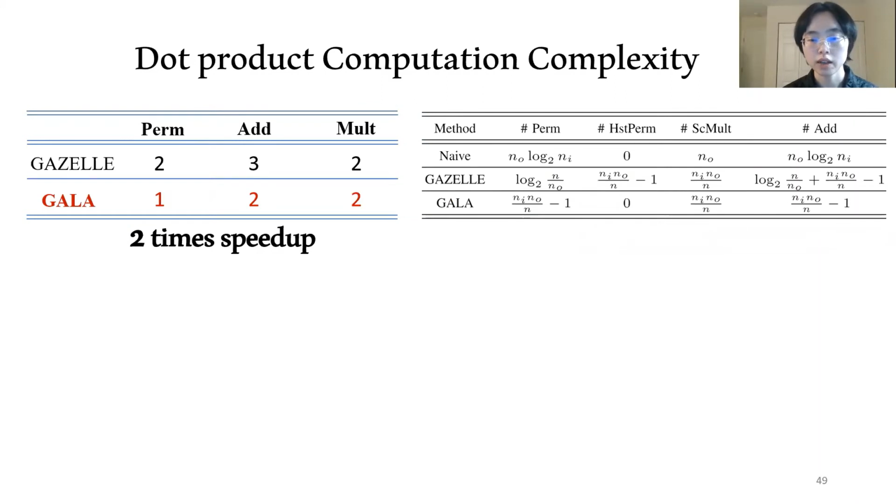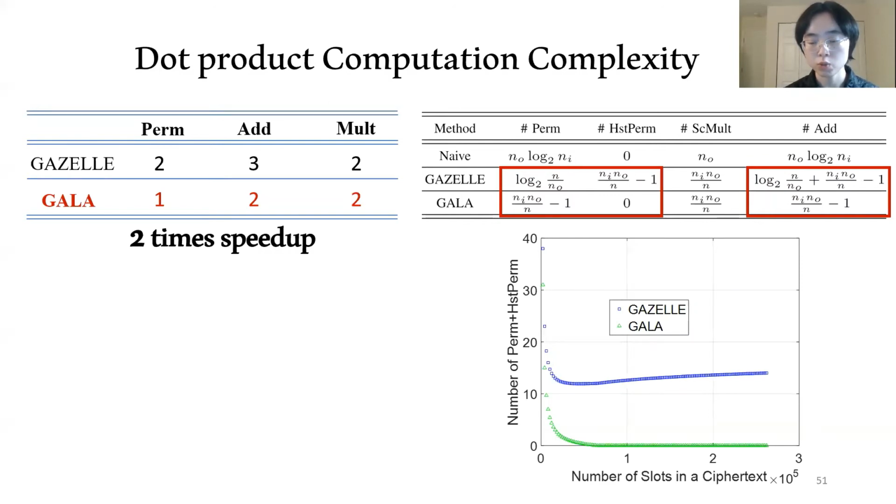In the general case, GALA can reduce the total number of permutations with a log term. In order to have a better understanding of the log term, we draw a figure about the number of slots in one ciphertext and the number of total permutations. From this figure, we can see that GALA can reduce the total number of permutations to 0, while GAZELLE will remain at a certain level. So this gives GALA a potential to speed up the state-of-the-art neural networks with more neurons.